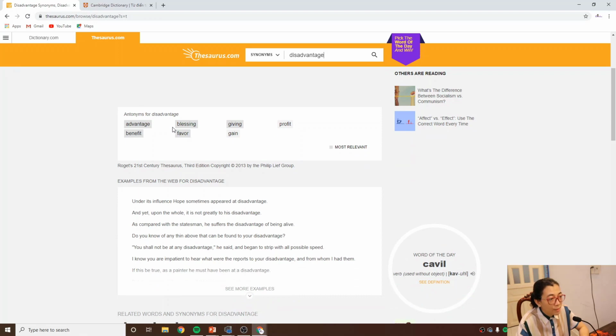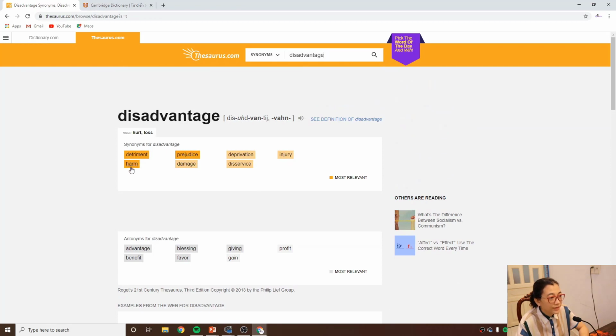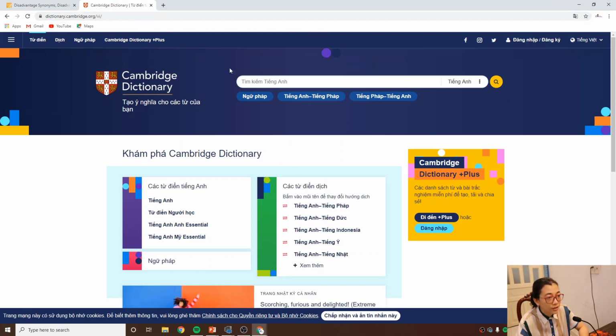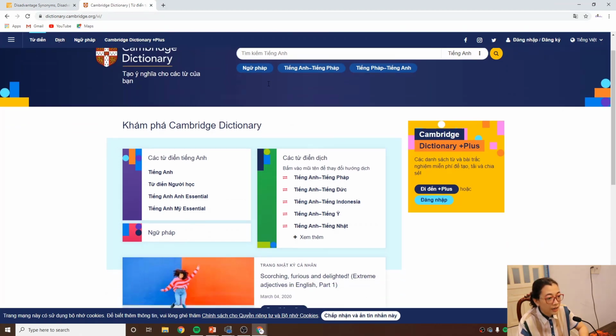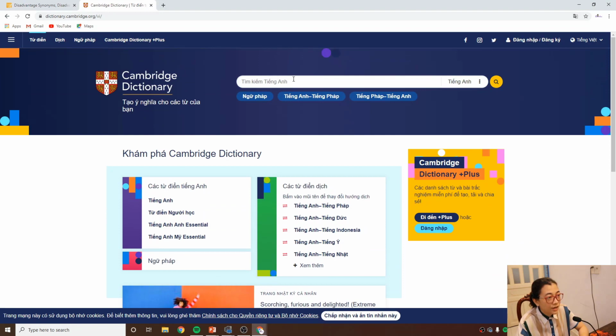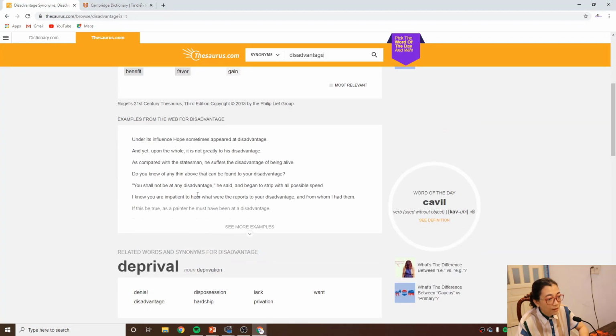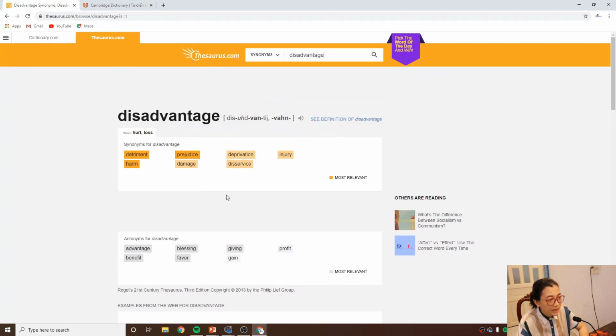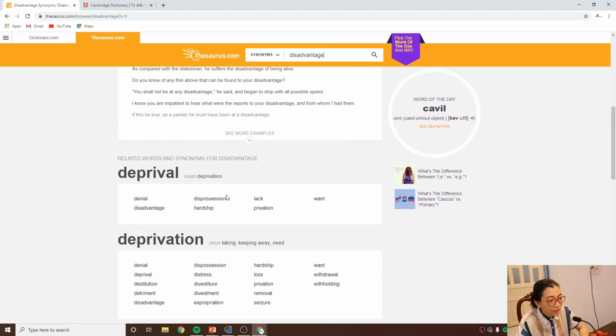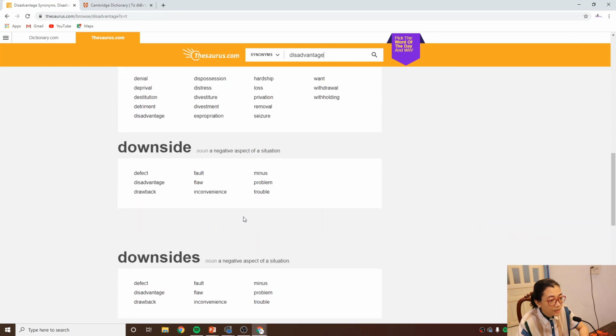And remember to check the meaning. For example, if you want to use a word, for example, harm or prejudice or damage, and you're not sure whether it is suitable in a certain situation, a certain context, you can go to Cambridge Dictionary online and check the use of a particular word. And in this case, disadvantage, you can see it has a lot of synonyms.